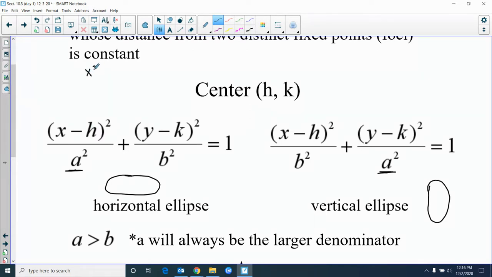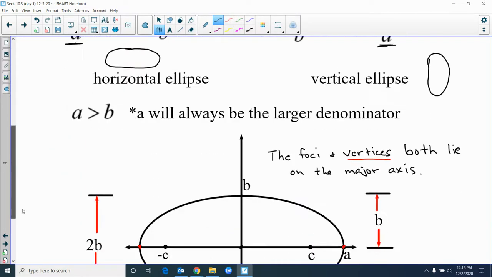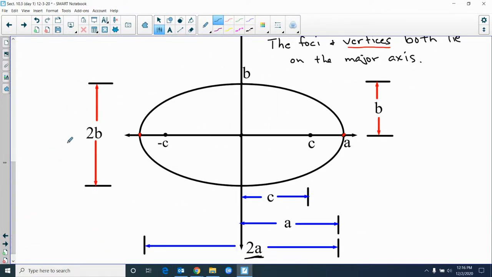Basically, it will just simplify to x squared over a squared plus y squared over b squared, and it always equals 1. Same thing right here: x squared over b squared plus y squared over a squared equals 1. The only difference is where the bigger denominator is. Again, a squared is always labeled the larger number when we're looking at the equation. All right, so that's your basic definition.